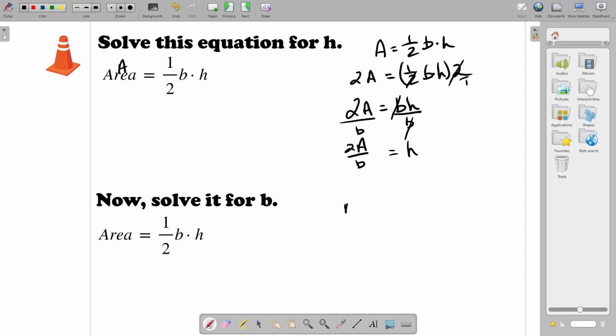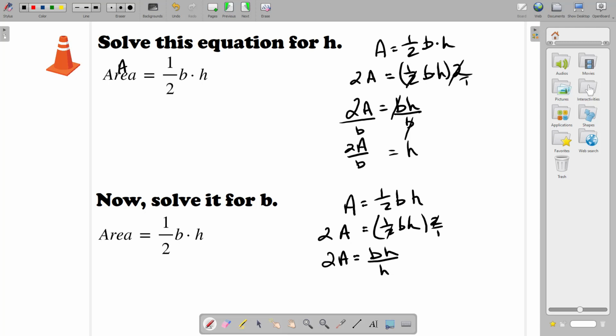Let's take the exact same equation, and this time solve it for b. Again, I'm going to multiply this side by 2 and this side by 2, and that's 2 over 1. The 2's divide out. We're left with 2a equals b times h, which is exactly what we had up here, but this time we're trying to get the b by itself, so we're going to divide by h, and I'm left with 2a over h equals b.